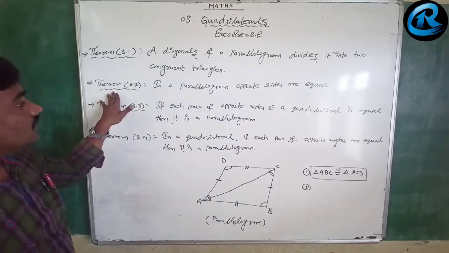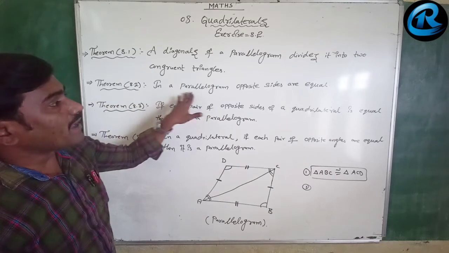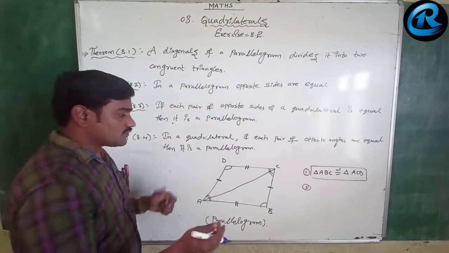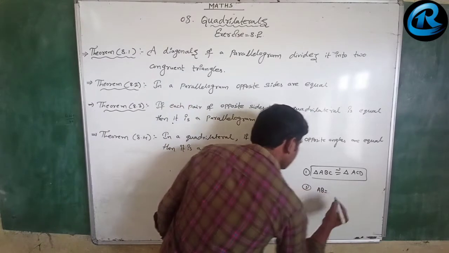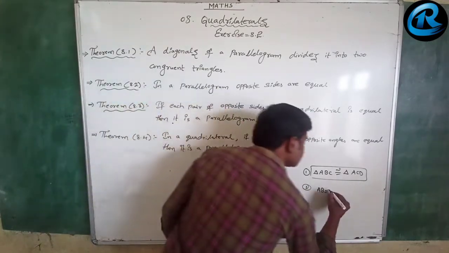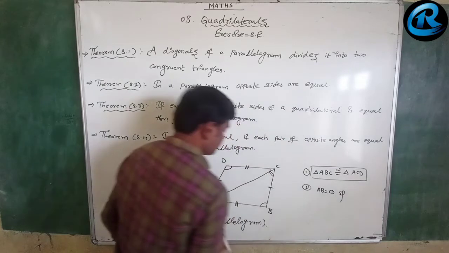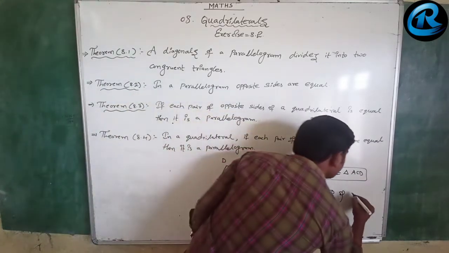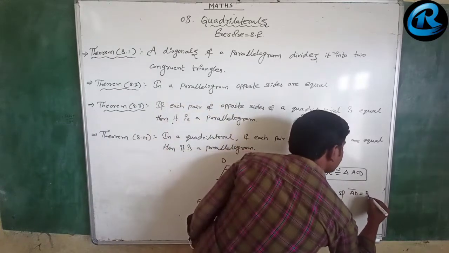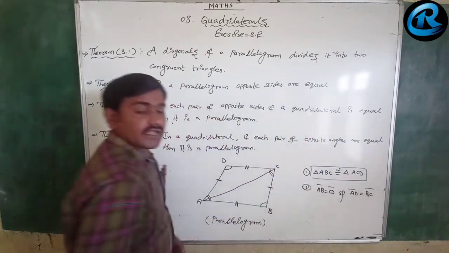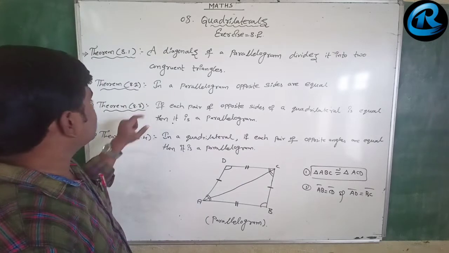Then theorem number 8.2. In a parallelogram, opposite sides are equal. As we know, in a parallelogram, opposite sides are equal. Here AB side is equal to CD side, and here AD side is equal to BC side. Now next, theorem number 8.3.